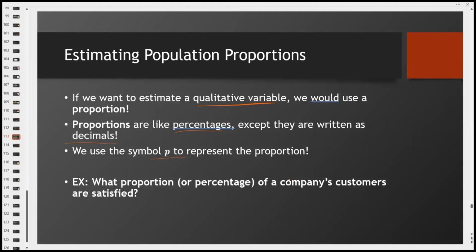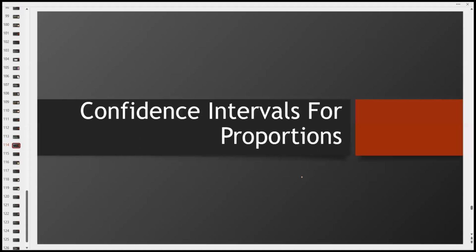We use the symbol P to represent the proportion. And so, for example, if we asked a question on most surveys that you see, what percentage or what proportion of a company's customers are satisfied? You get satisfaction surveys all the time. So this is how you would estimate the answers to those questions. Okay. So let's talk a little bit about how to find a confidence interval for proportions.